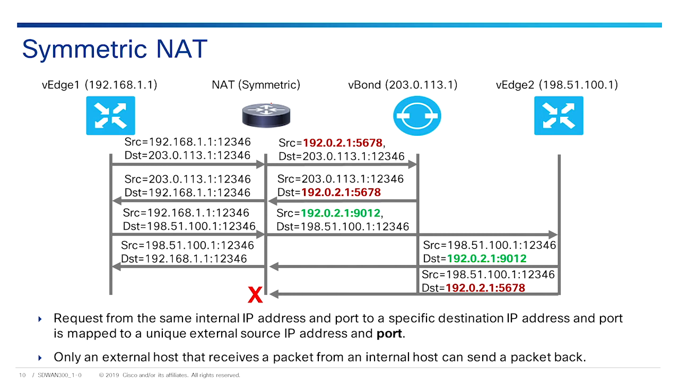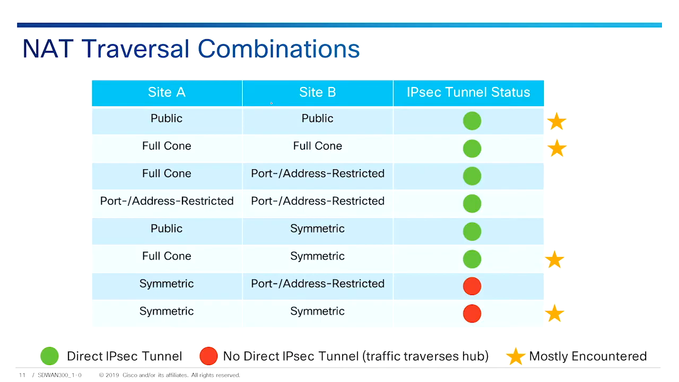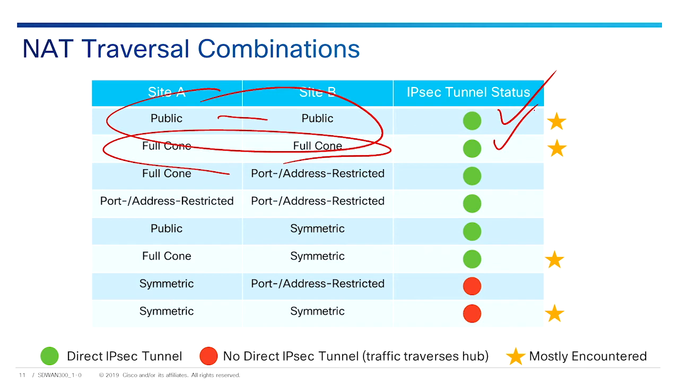All right, all that sounded really complicated of who could talk to who. We have a chart, okay? So, as expected, if both sides have public IP addresses, we're good to go, okay? Full cone to full cone, that means each of these present themselves as a public IP address out. We're also good to go.